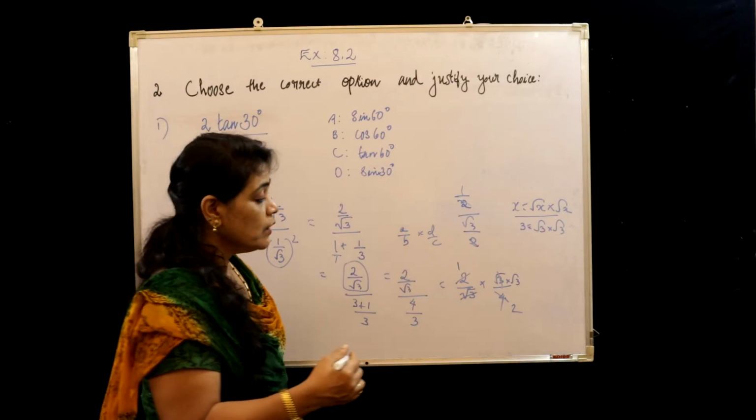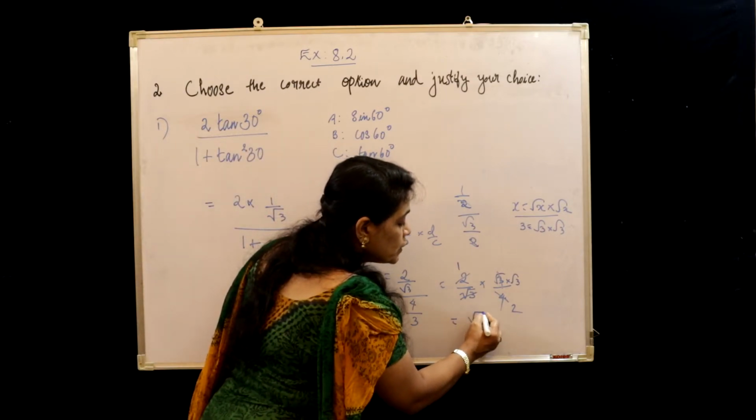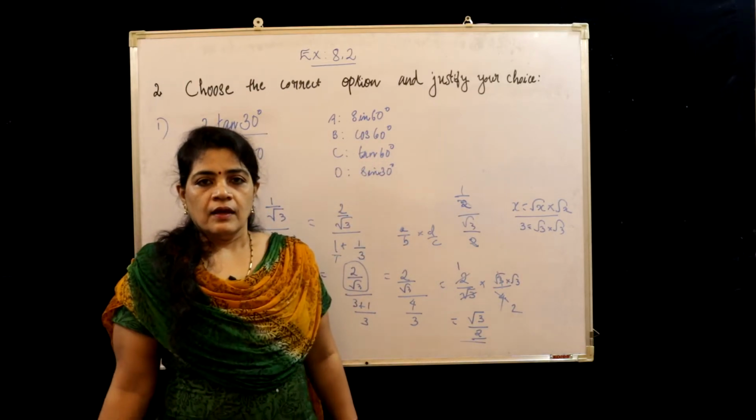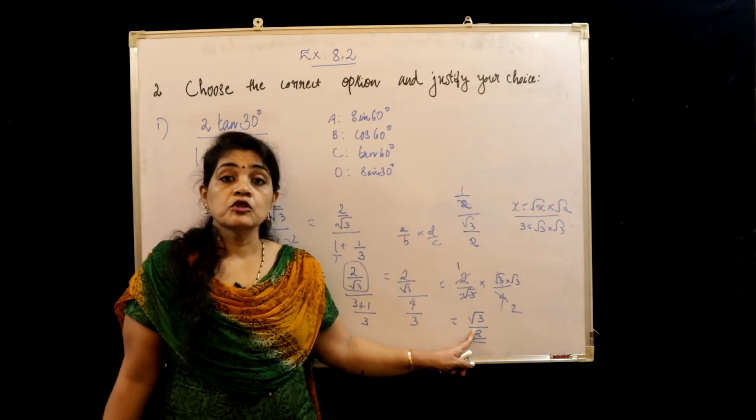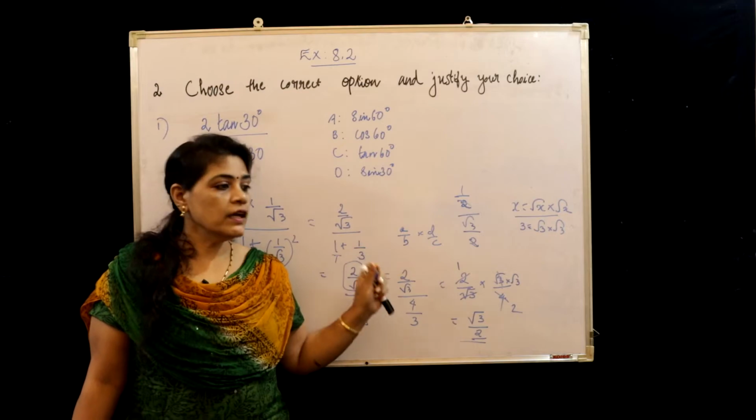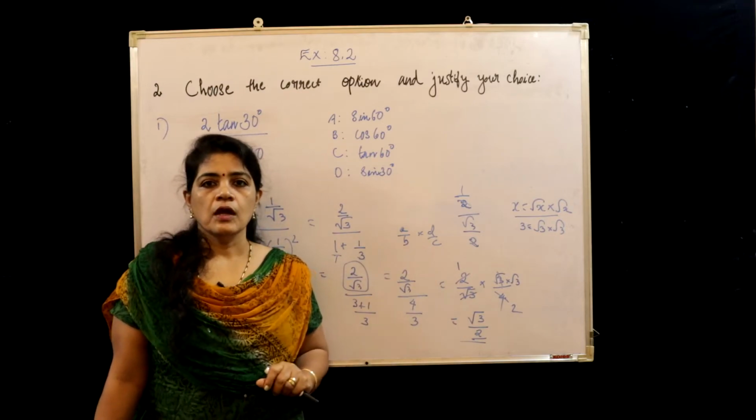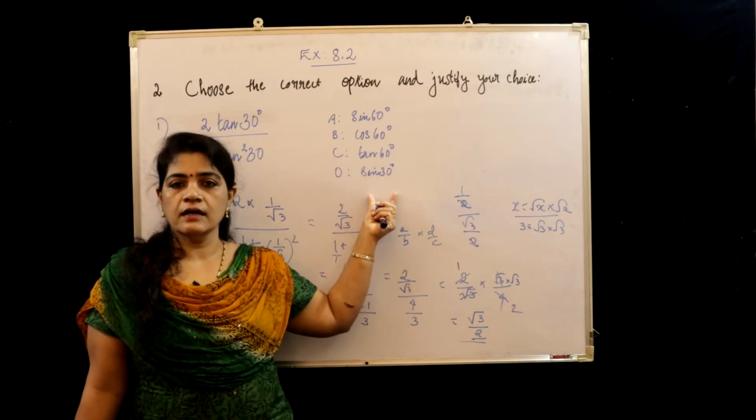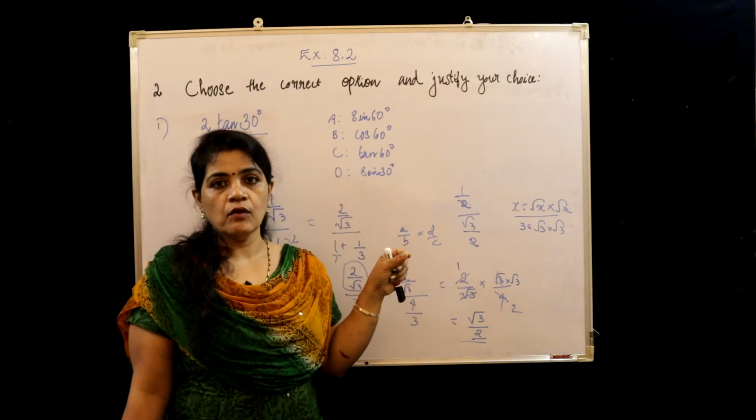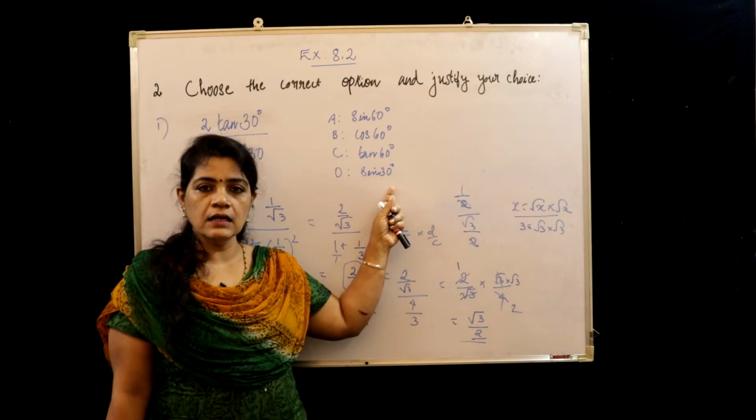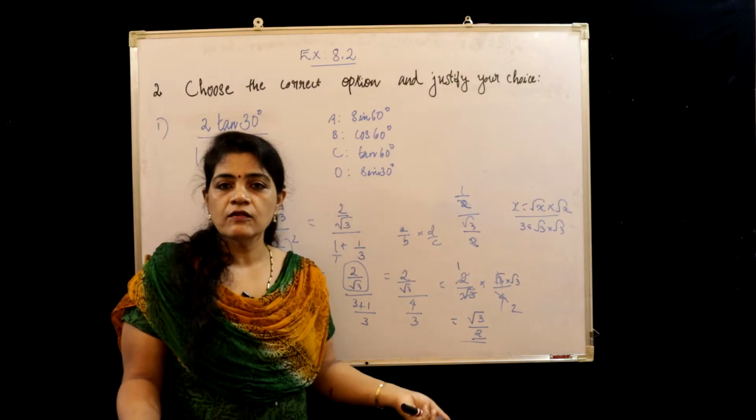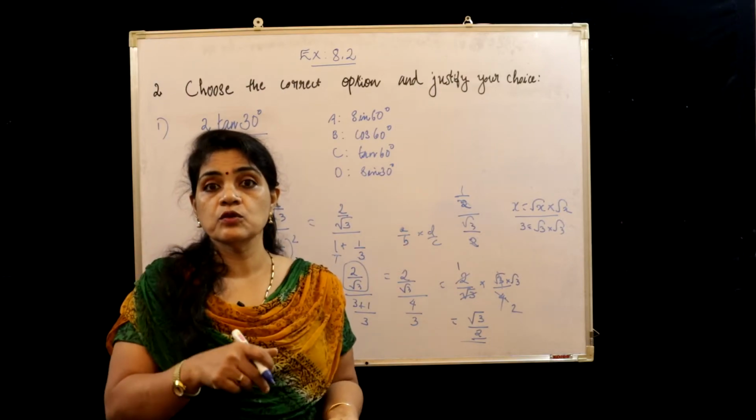So finally what we got, here we have root 3 in the numerator and 2 in the denominator. So after simplifying 2 tan 30 divided by 1 plus tan square 30, we got root 3 by 2. But here these options are in trigonometric ratios for different angles. So root 3 by 2 is equal to which value?